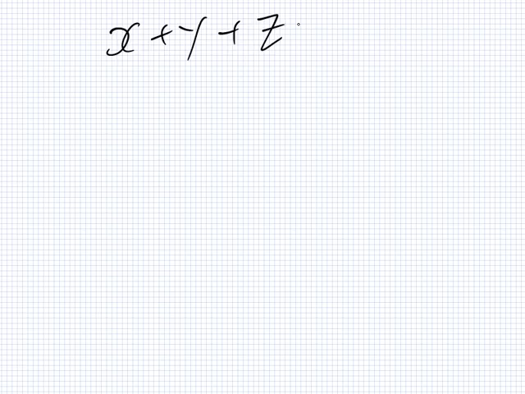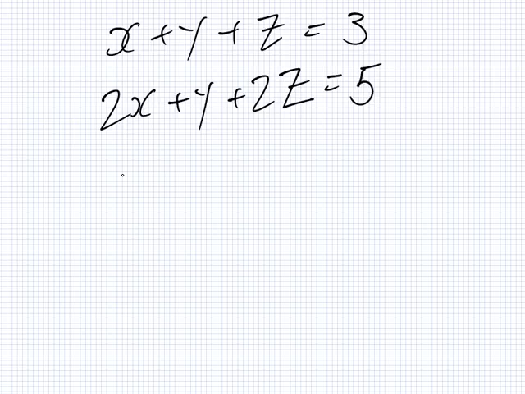Right. So here's my three equations. X plus Y plus Z equals 3. 2x plus y plus 2z equals 5. 3x minus y minus z equals 1. Now, it's not as bad as it looks. You remember these problems from school where you have x, y, z? Some of you do.